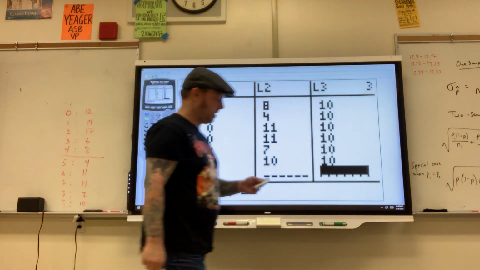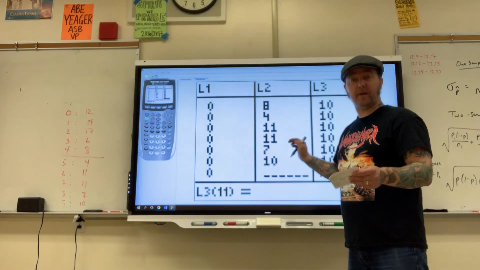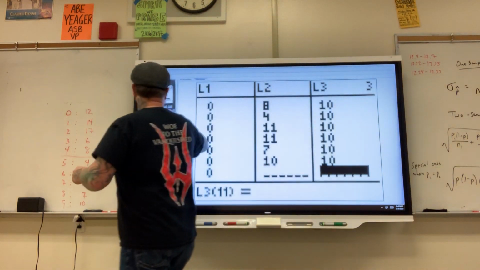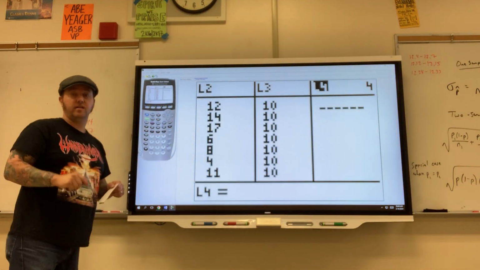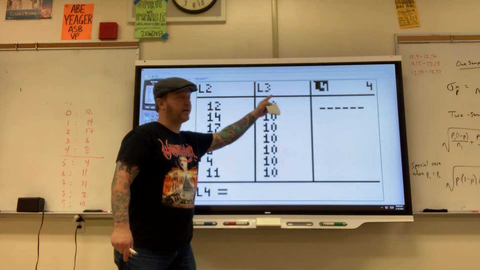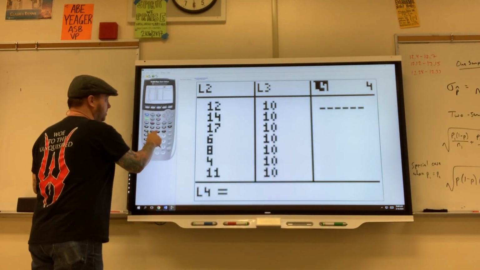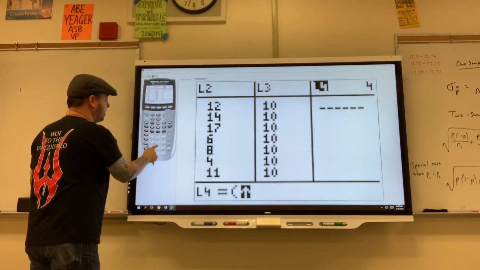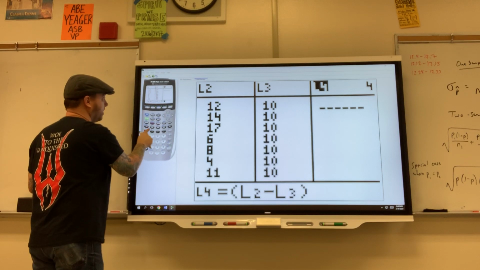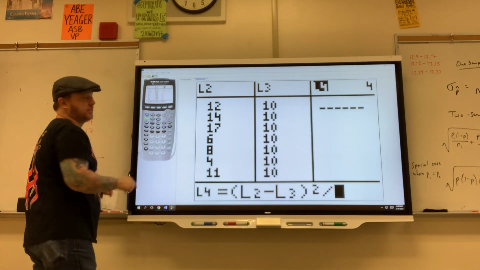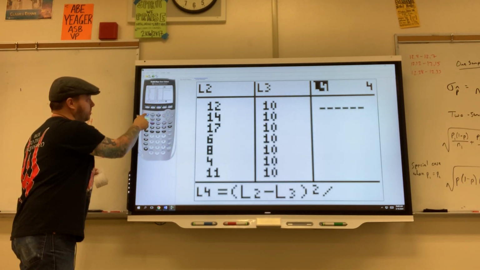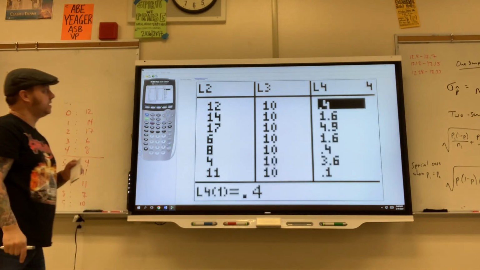All right, so if I want to calculate the observed minus expected squared over expected, what I can do, come over here, observed is L2, expected L3. So in our L4, let's do parentheses, L2 minus L3, parentheses, squared, divided by what? Observed minus expected squared over expected, so divided by L3. And there we go.